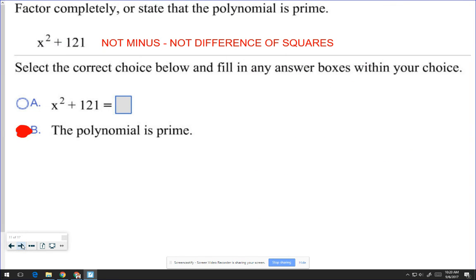All right, this one has 2 terms. They are not cubes. They are squares, but it's not minus. Therefore, it's not a difference of squares. Therefore, the polynomial is prime. If you can factor out a GCF, though, it is not prime. But nothing goes into x squared and 121.